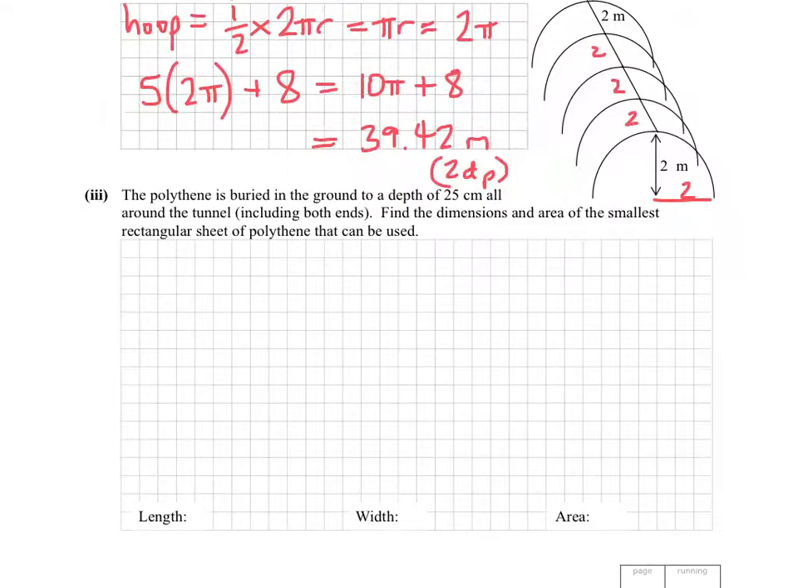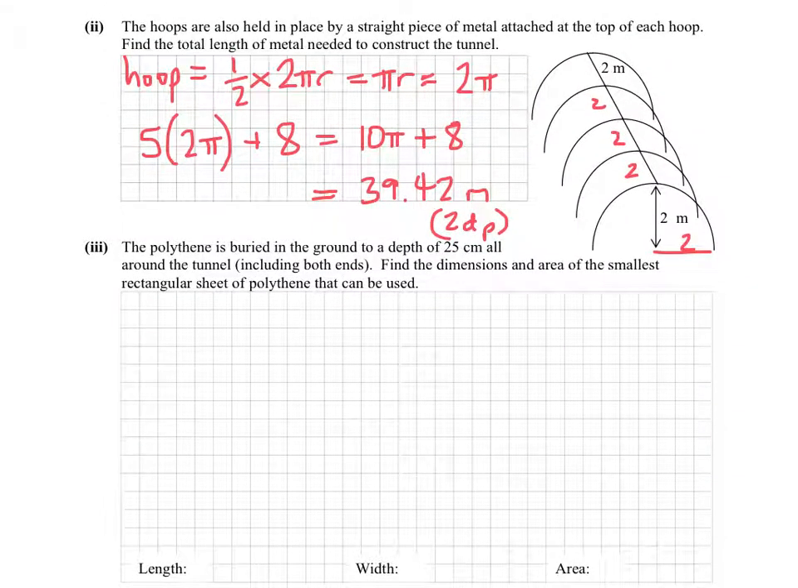Moving on to part 3, we're asked about the polythene that covers the frame and how much is going to be used. So we have to imagine this rectangle of polythene being put over the frame and tucked in at various different places, and also buried into the ground by 25 centimeters. Now 25 centimeters, just remember, don't mix up your units, so that's 0.25 meters, a quarter of a meter, in every single direction around the edges, into the ground.